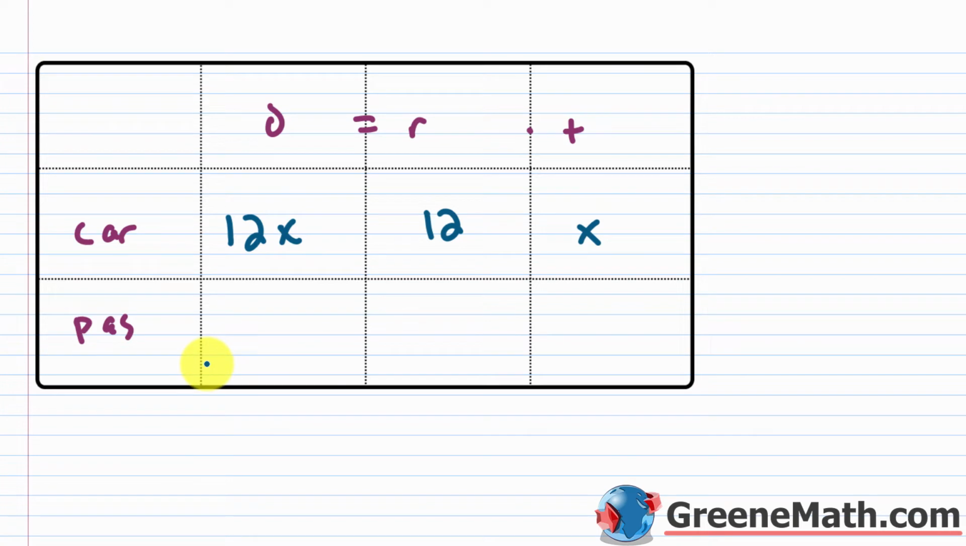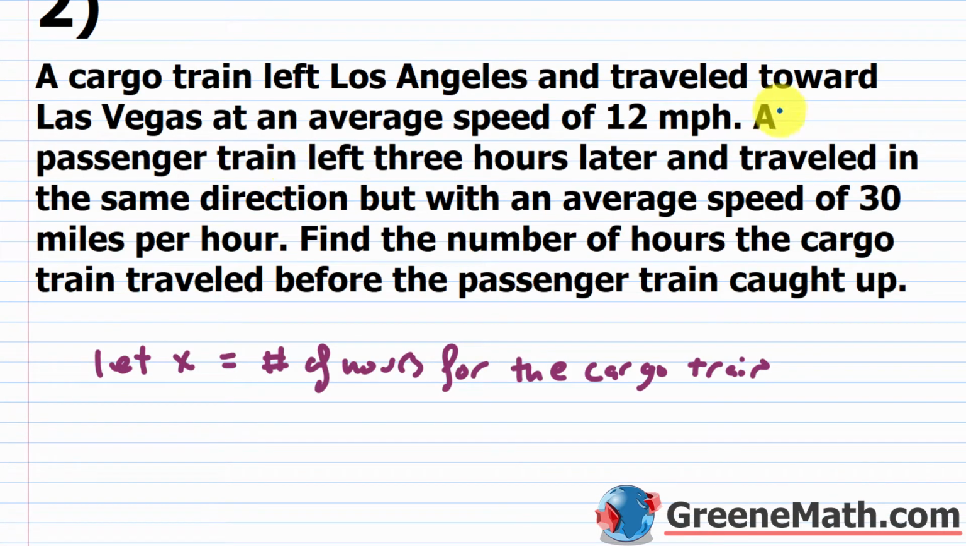So for the passenger train, coming back here, we read that a passenger train left 3 hours later. So stop for a minute and think about that. A lot of people make the mistake and go x plus 3 on that. You don't want that. You want x minus 3 because it left 3 hours later. So that means that this passenger train is going to travel for 3 fewer hours than the cargo train. So you want to take the number of hours that the cargo train travels for, and you want to subtract away 3.